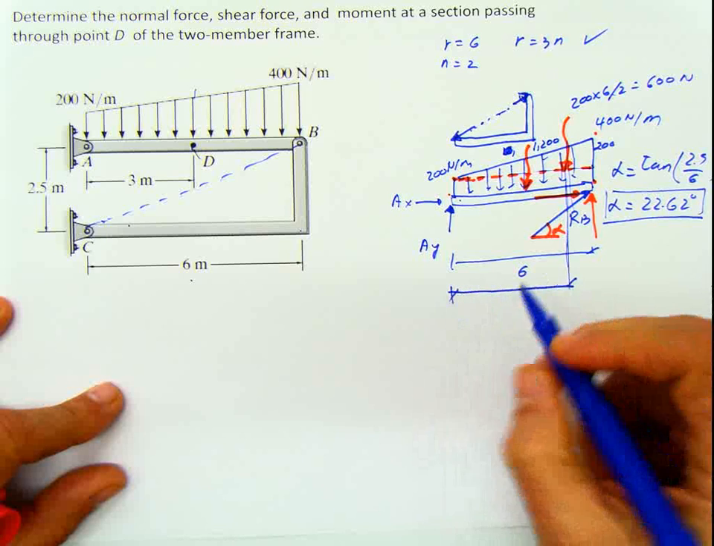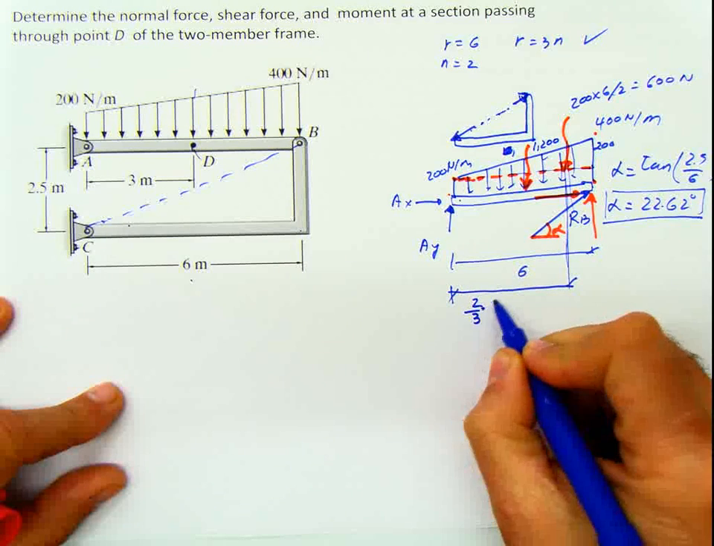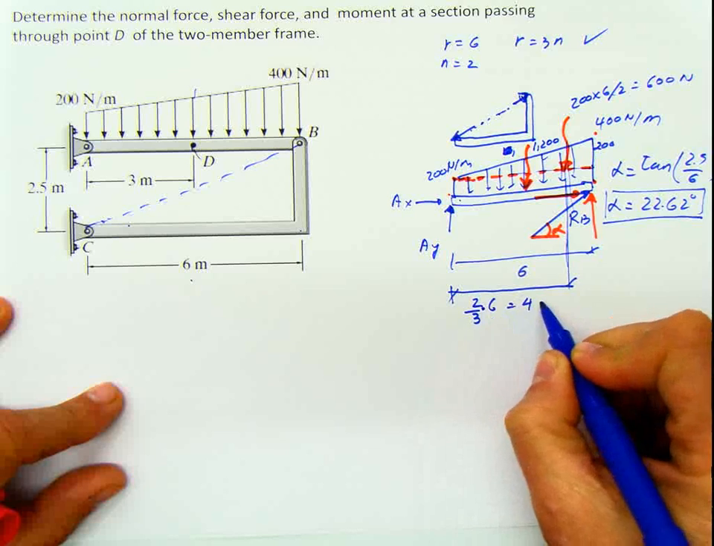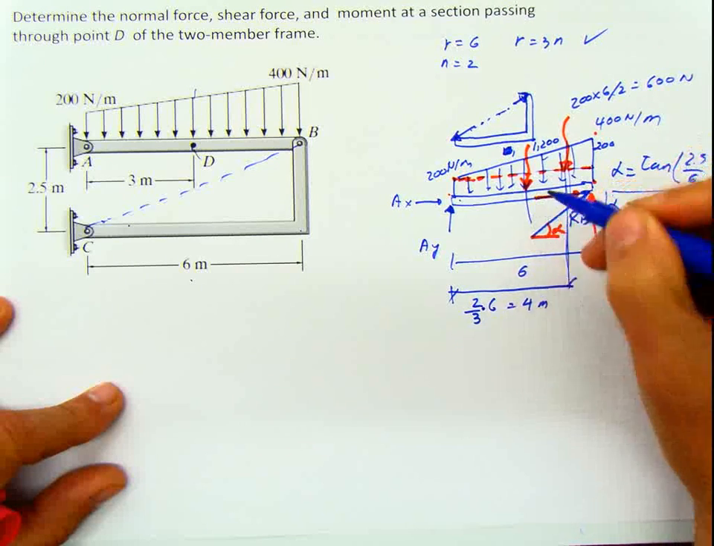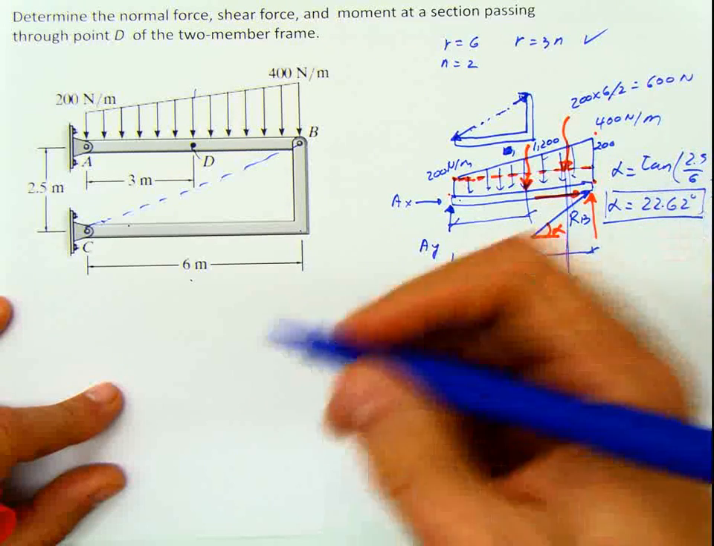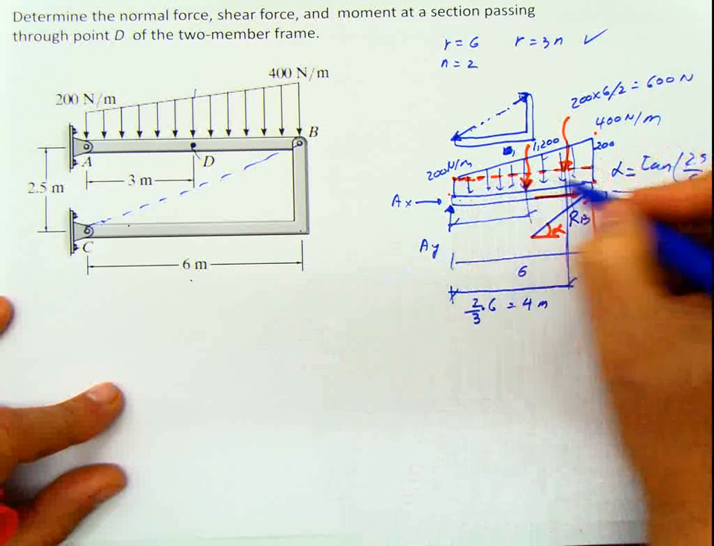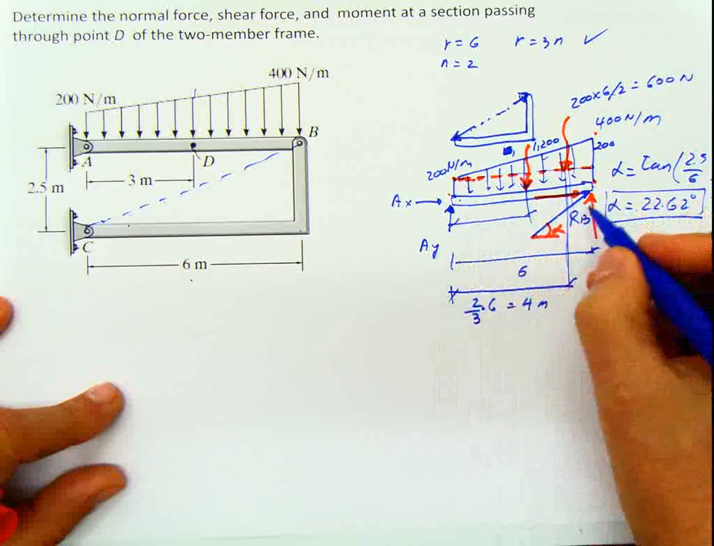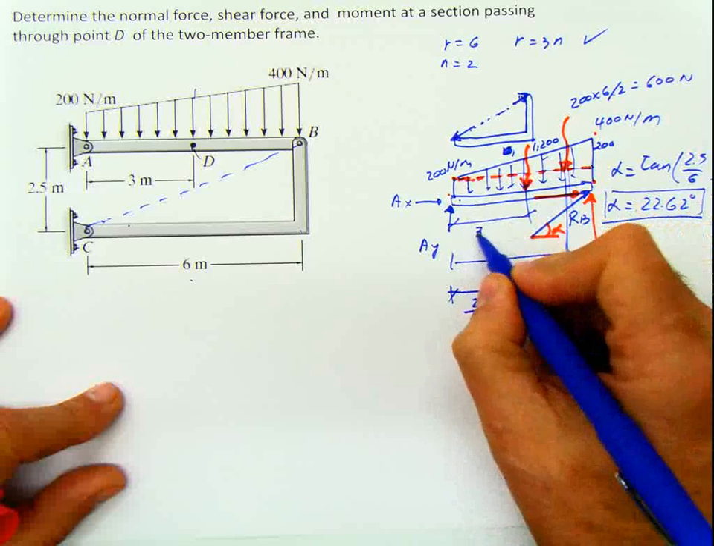The application of the vertical load from the triangle, this distance from here to here, is 2/3 of the base, and the base is 6, meaning this is going to be 4 meters. And for the rectangular equivalent load coming from the distributed load, this is going to be half of the base, which is 6 divided by 2, 3 meters.